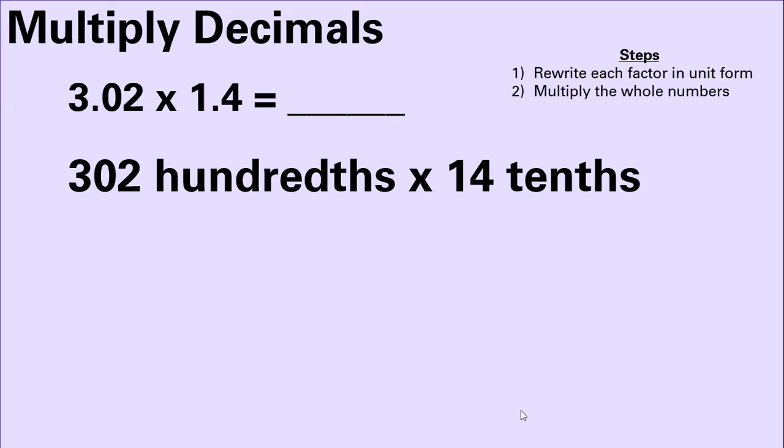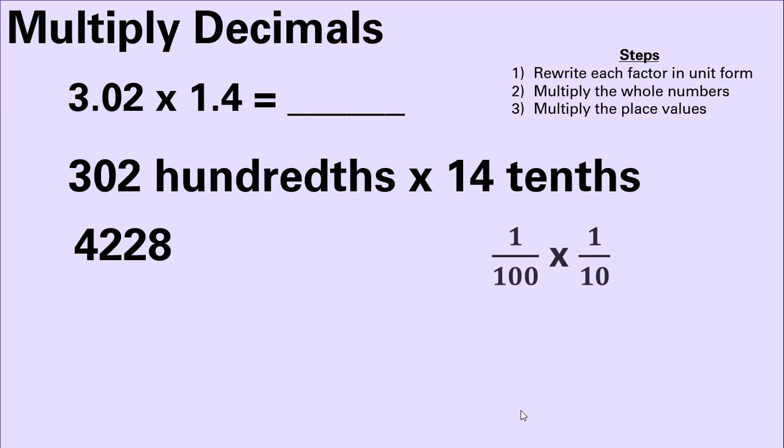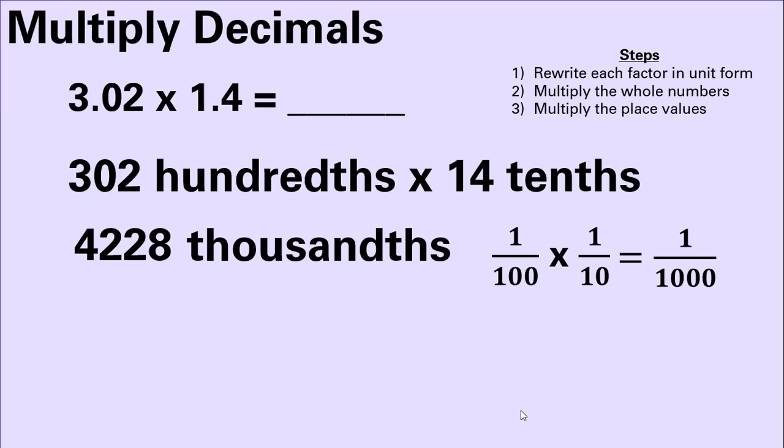Next, we're going to multiply the whole numbers. 302 times 14 is 4,228. Now we're going to multiply the place values. We have hundredths times tenths. One way we can do this is rewrite each of these in fraction form. So now we can multiply these fractions. To multiply fractions, we multiply the numerators, so 1 times 1 is 1, and we multiply the denominators, so 100 times 10 is 1,000. That means hundredths times tenths is thousandths.